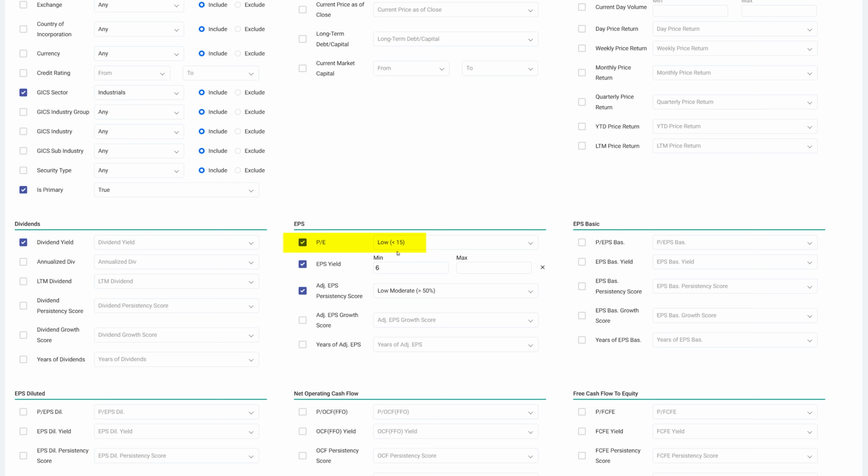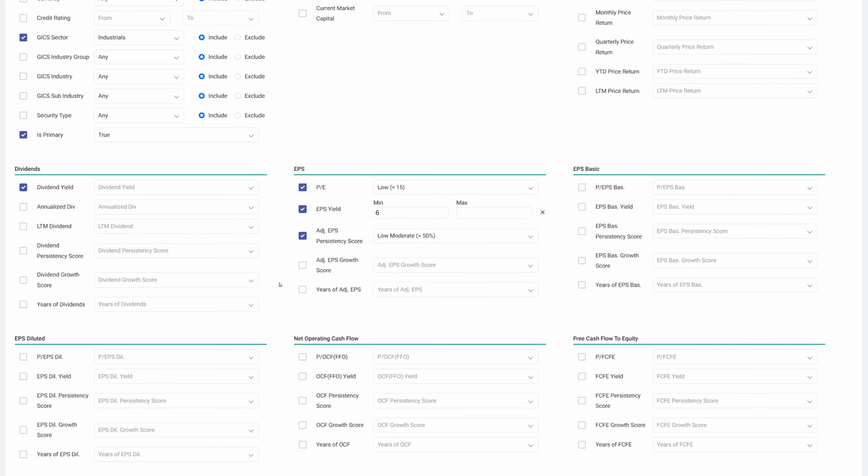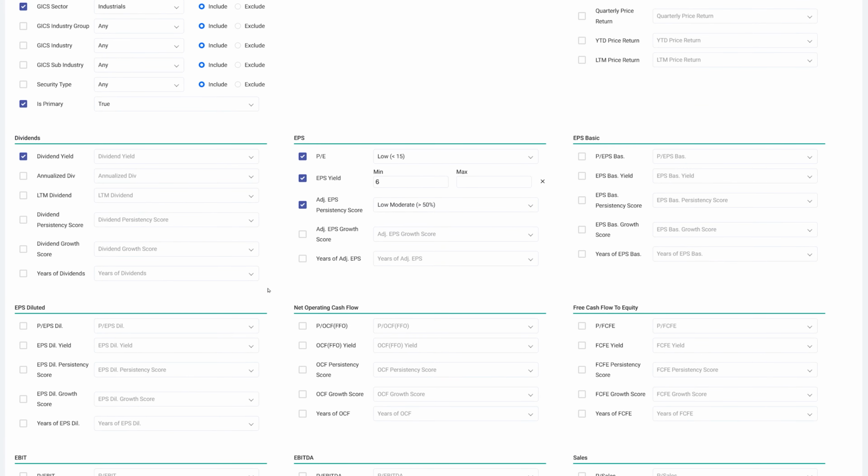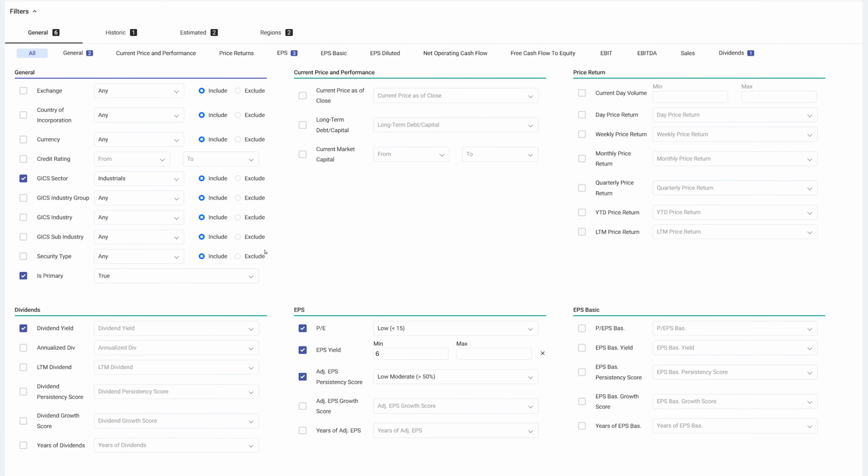I want PE ratios that are below 15, so that's kind of a valuation screen, which ties into the earnings yield above 6. These screens fight each other a little bit, but a 6.67% earnings yield is a 15 PE if you do the math. Okay, so those are the things that I looked for in the general.